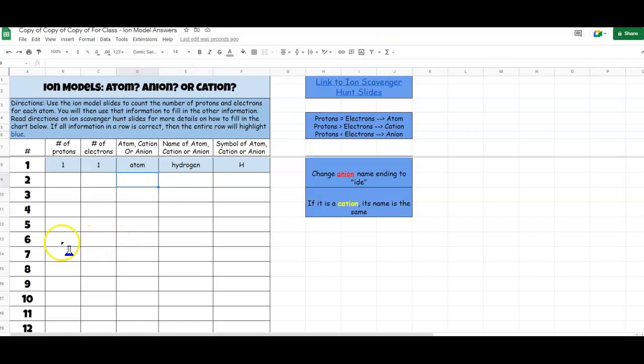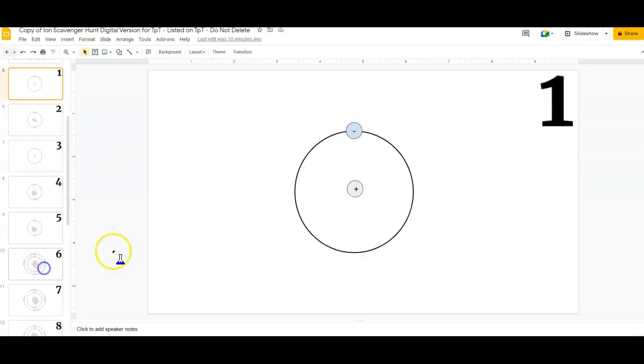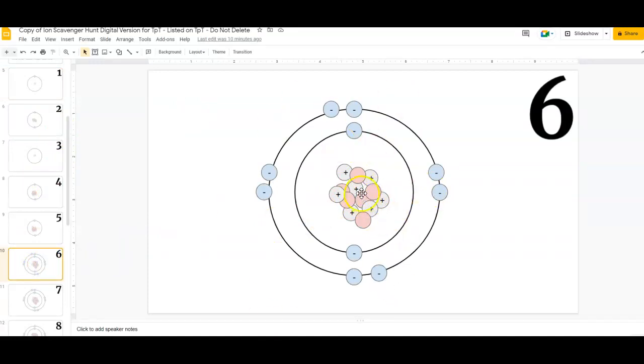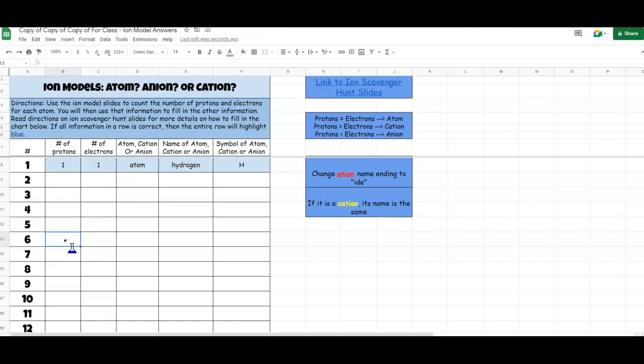Okay, so we're going to do another example. So I'm going to go to 6. Here I'm going to count the number of protons. 1, 2, 3, 4, 5, 6, 7. The number of electrons. 1, 2, 3, 4, 5, 6, 7, 8, 9, 10. So for number 6, I have 7 protons, 10 electrons. That means that they are not the same, so therefore it's an ion. Since I have more electrons than protons, it is going to be an anion. Anions are negative because I have more negative particles than positive.